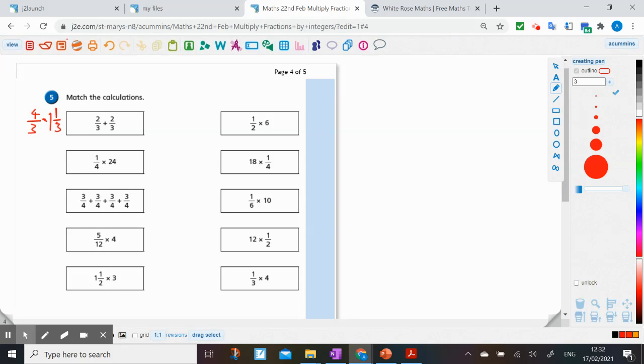I would work out literally the answer to all of these. So whatever that is, work out that, work out that, work out that, and write them down next to them. So work out all of the other ones, and then all you have to do is draw a line to say which one matches.